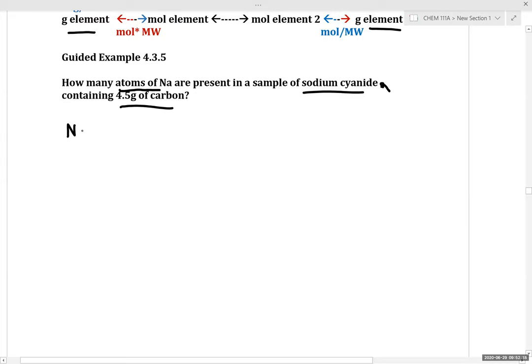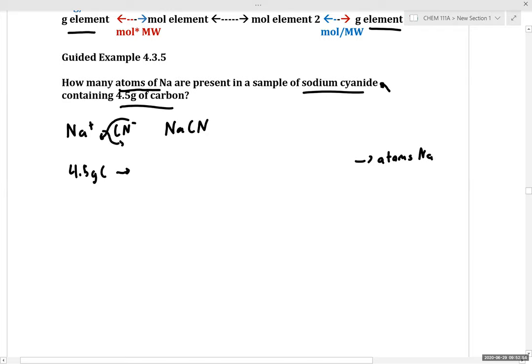NaCN. Sodium cyanide is composed of sodium plus and cyanide, which is CN minus. We cross our charges, and that gives us NaCN, or sodium cyanide. Perfect. We have the formula, and from that, we can figure out the formula ratio. We know that we're starting off with 4.5 grams of carbon, and our end goal is to report the atoms of sodium.